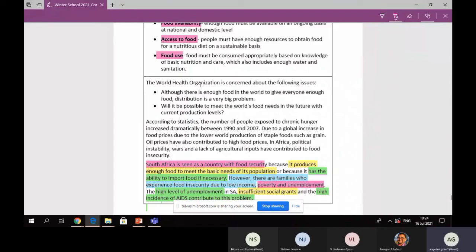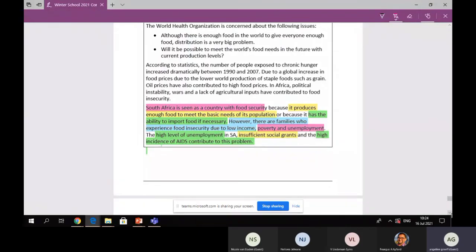And the distribution, etc. Have a read through that information there. In South Africa, we are seen as a country that's food secure. Why are we seen as a country as food secure generally? Because we might have pockets of areas where people are poorer and we might have problems with food security. But in general, we are regarded as food secure because we produce most of the food that is needed for the population. So we produce the food to meet the basic needs of the population.